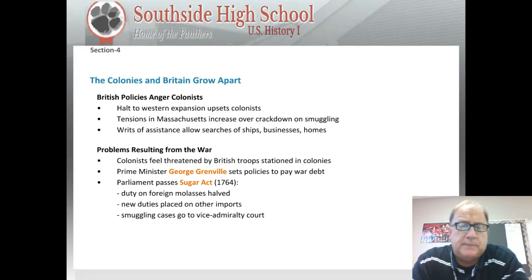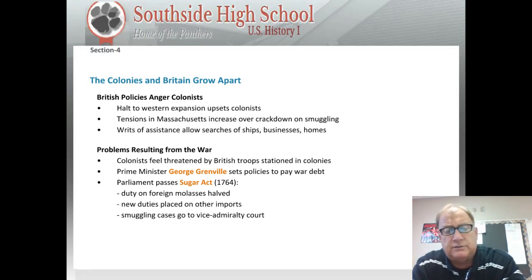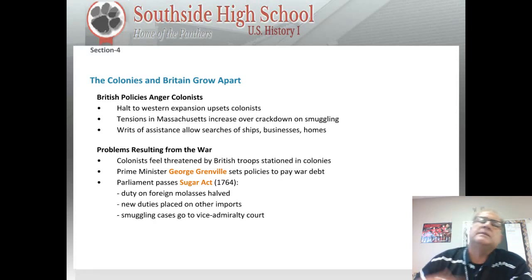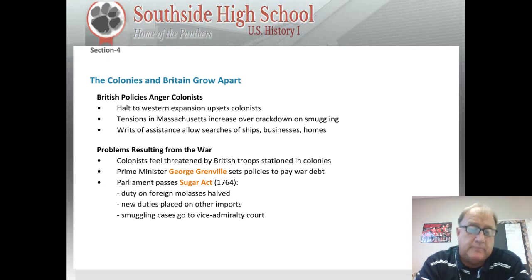This halt to Western expansion upsets colonists. Tensions in Massachusetts increased over the crackdown on smuggling, and the British issued what were known as writs of assistance, which allowed the searches of ships, businesses, and homes. All of this is a part of the discontinuing of what had been known as salutary neglect. Colonists felt threatened by the British troops stationed in the colonies, and George Grenville felt that the colonists should pay for this last war, since it was basically started by them.